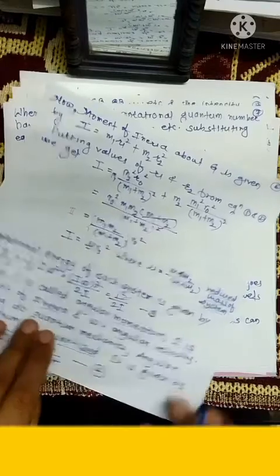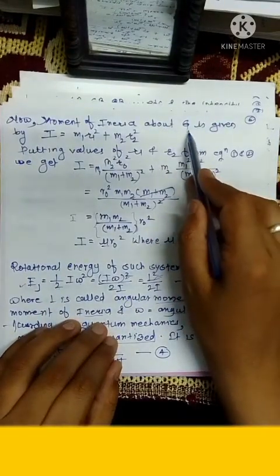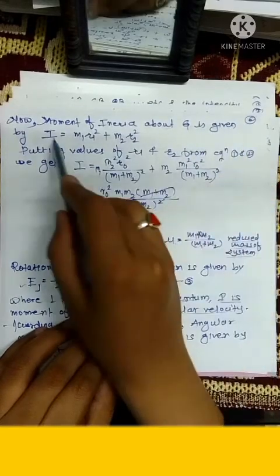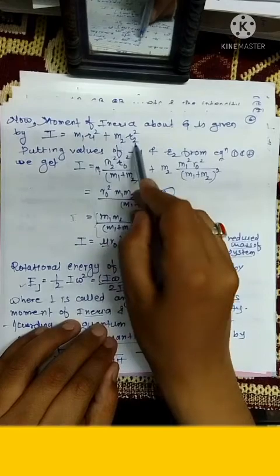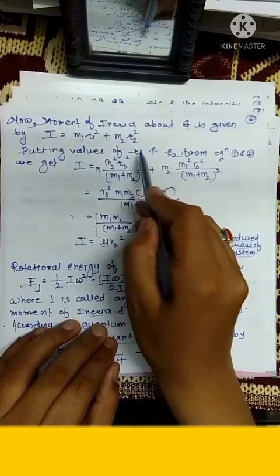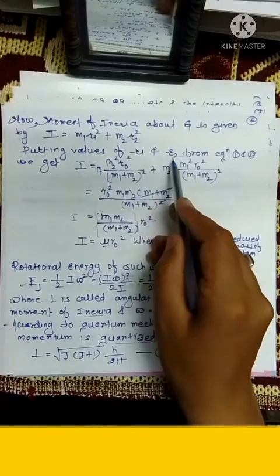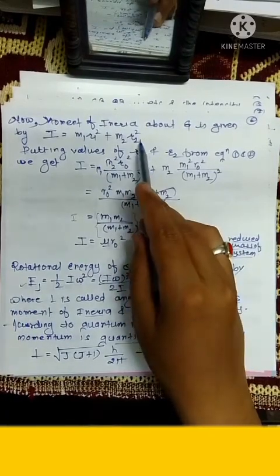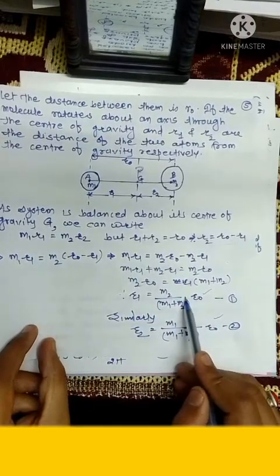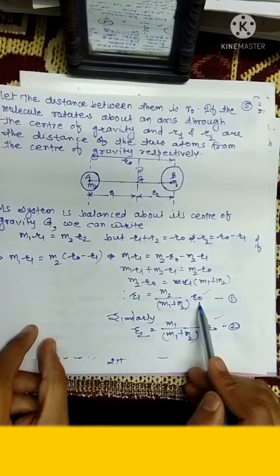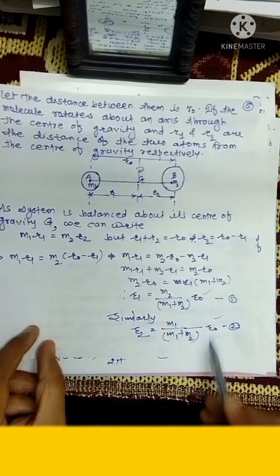Now, the moment of inertia about G is given by I is equal to M1 R1 square plus M2 R2 square. So now put the value of R1 and R2 into this equation. So this is the value of R1 in terms of R0 and this is the value of R2 in terms of R0.